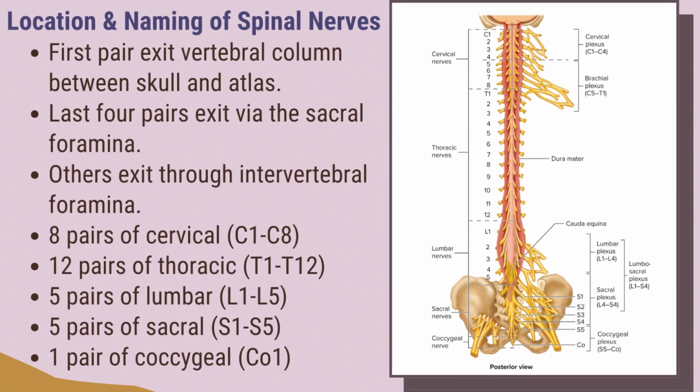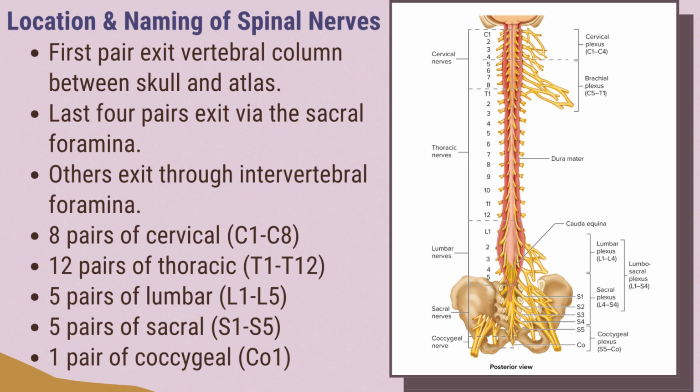The first pair of spinal nerves exit the vertebral column between the skull and the atlas. The last 4 pairs exit via the sacral foramina. The other pairs of spinal nerves exit through the intervertebral foramina.